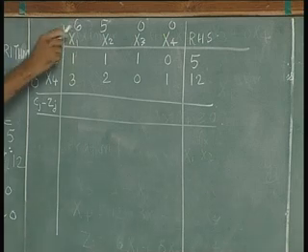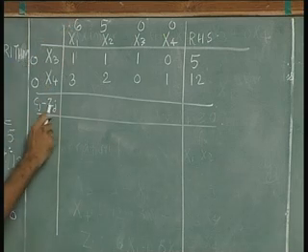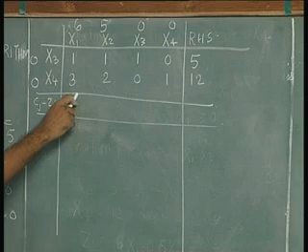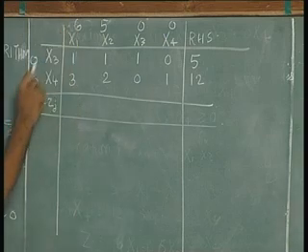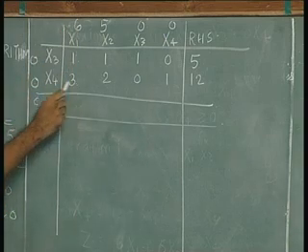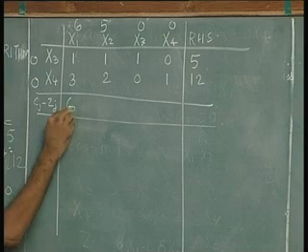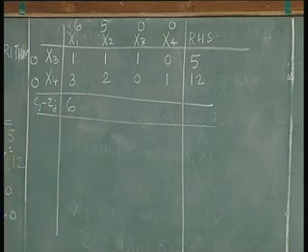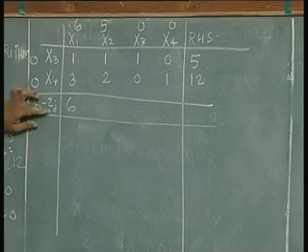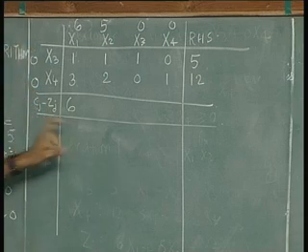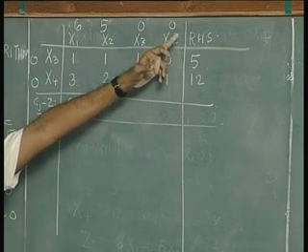So, C1 is 6. So, C1 minus Z1, the number that is going to appear here will be 6 minus 0 into 1 plus 0 into 3, 0. So, 6 minus 0 is 6. In the very first iteration, because this is 0, all the Zj's will become 0. So, Cj minus Zj will be the same as this value.